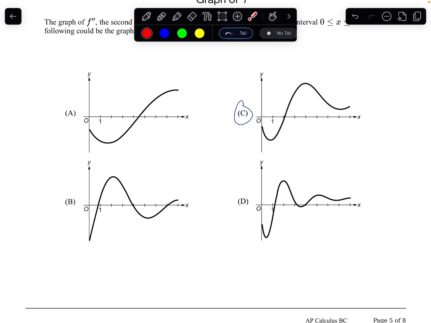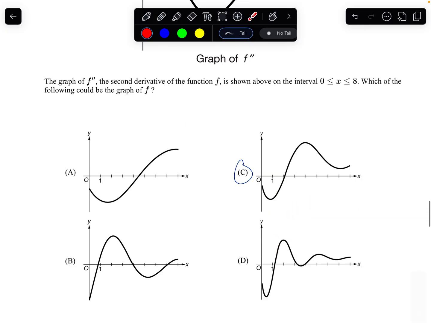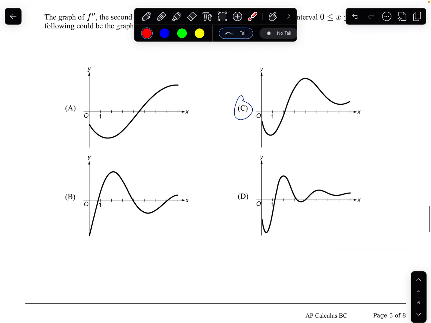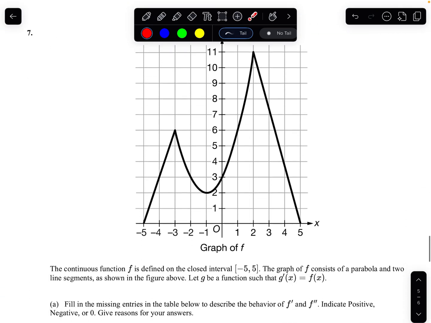For D, there's like concave up, concave down, concave up, concave down, concave up, concave down. So way too many changes in concavity, which, yeah, not going to be that right there. All right, there you go. I told you I'd get it right at some point.